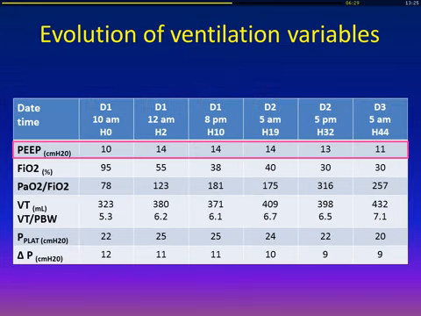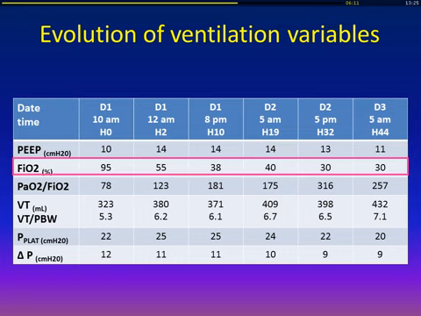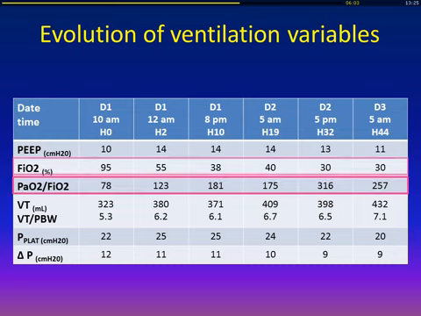This is the evolution of the ventilation variables between admission to 44 hours. So the PEEP was 10 on admission, increased to 14 after the recruitment maneuver. We kept the PEEP at 14 for 20 hours and then decreased it progressively. FiO2 was very high on admission, decreased after the recruitment maneuver, and decreased afterwards. PF ratio was very low on admission, increased after the recruitment maneuver, and kept increasing afterwards.